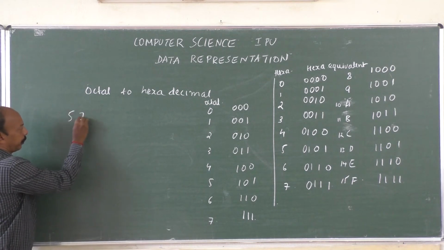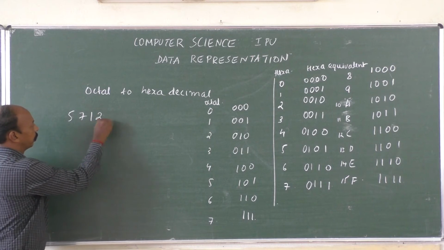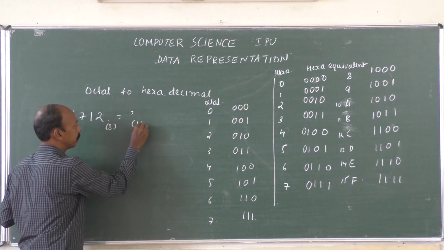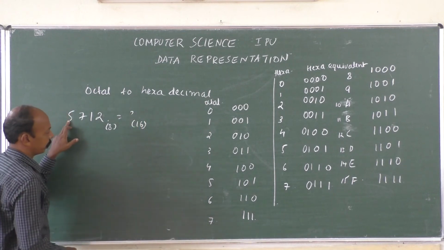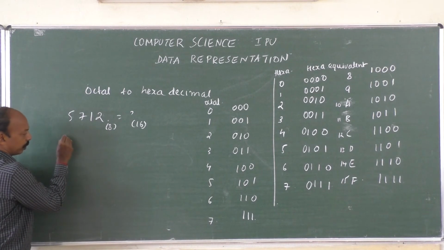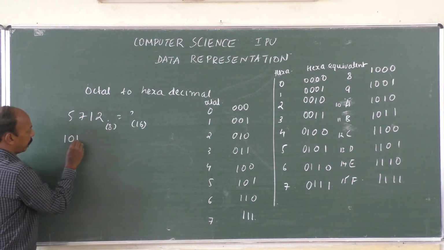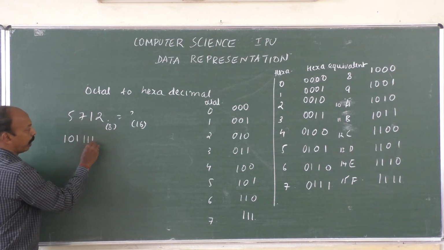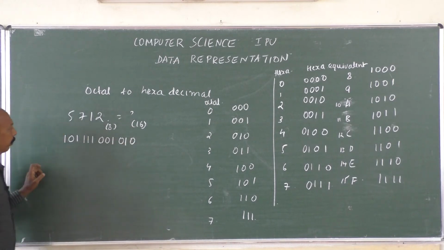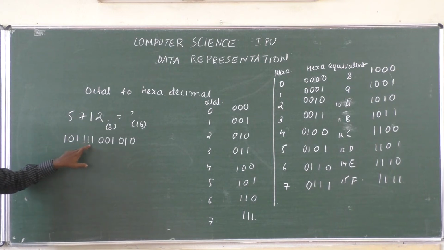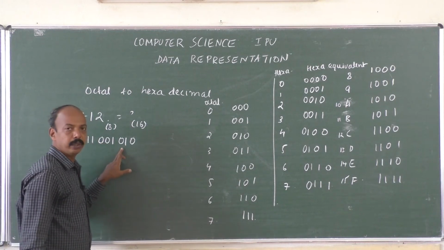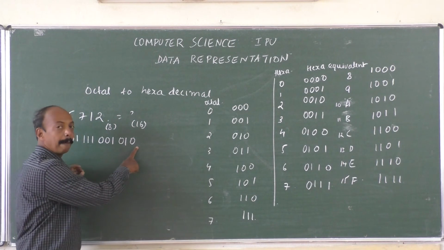Five, seven, one, two to the base 8 is how much to the base 16? Right, 5. 5 is what? It is octal, right? Write it with respect to 3 bits. Directly let me write. 5 is 101. 7 is 111. 1 is 001. 2 is 010. Again, 5 is 101. 7 is 111. 1 is 001. 2 is 010. Now it is in binary.